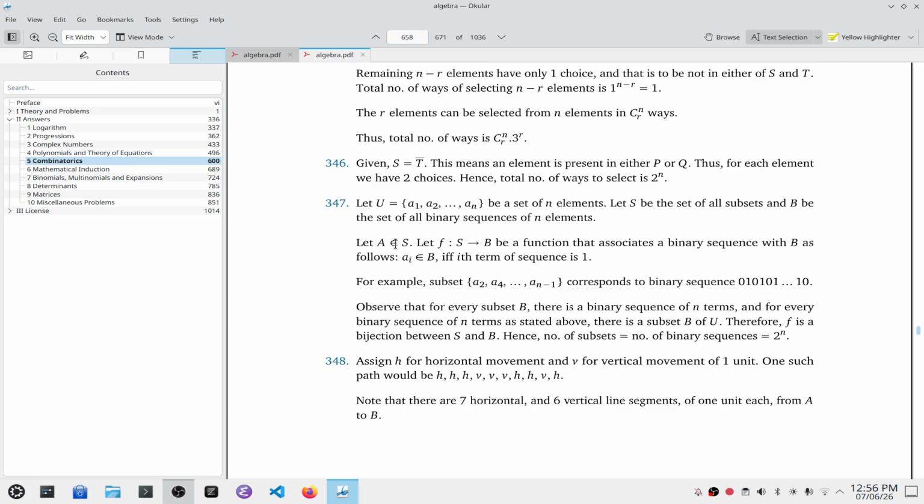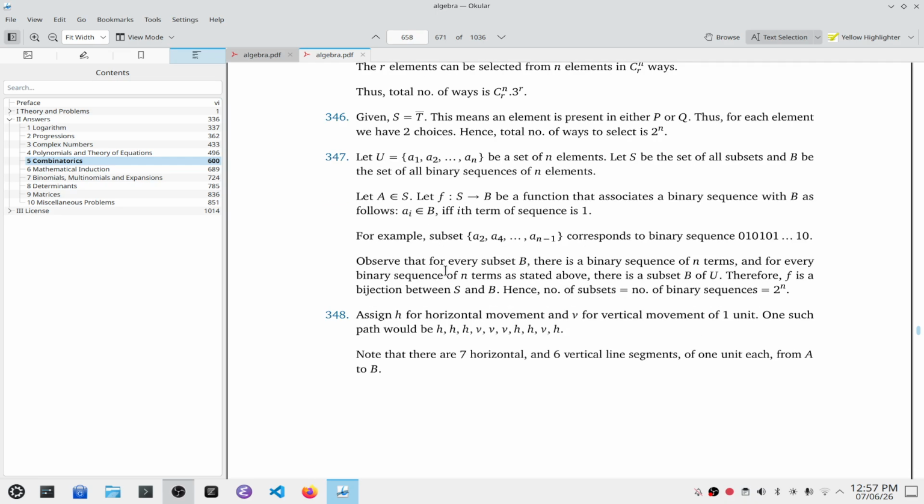So we let A be in S. We let F be a function such that its domain is S and range is B. F is a function that associates a binary sequence with B as follows. Ai is in the subset if the ith term of the sequence is 1. For example, subset A2, A4 through An minus 1 corresponds to binary sequence 0, 1, 0, 1, 0, 1, 0.